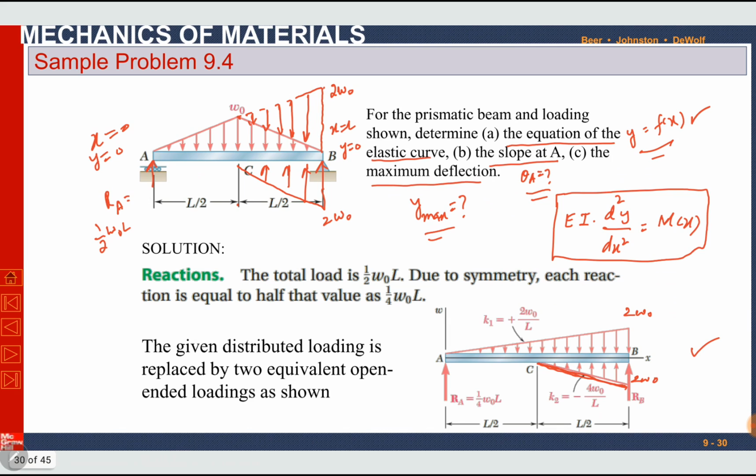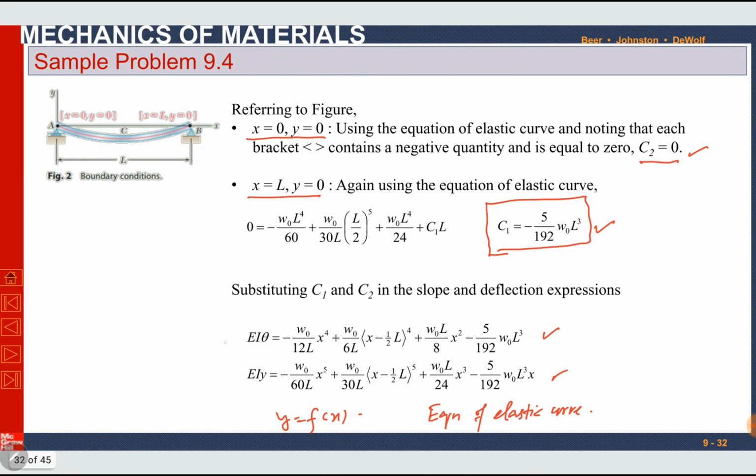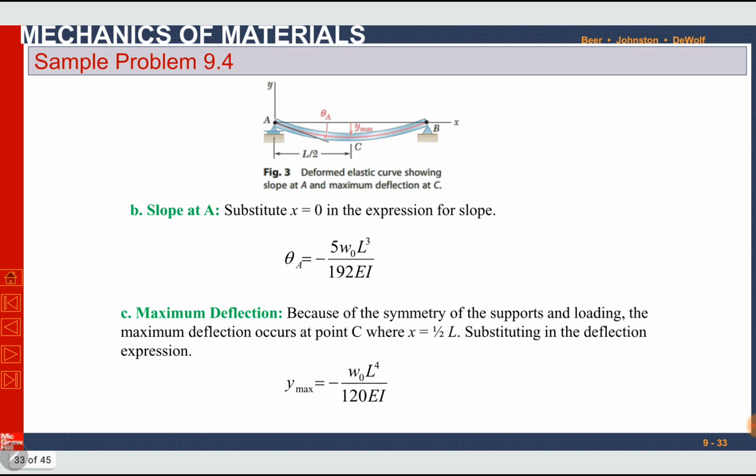Okay, for part B we have to find slope at A. This is the general expression of slope. Just putting x equal to 0 at point A, we can find theta. So put x equal to 0 in this expression, we will find theta A, which is minus 5 W naught L cube divided by 192 EI.